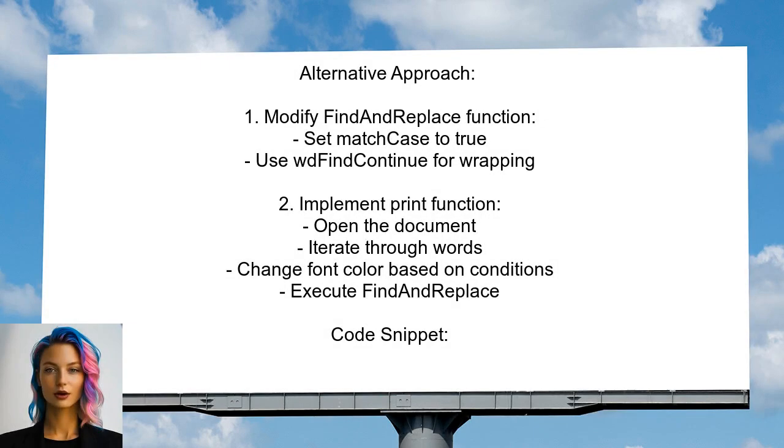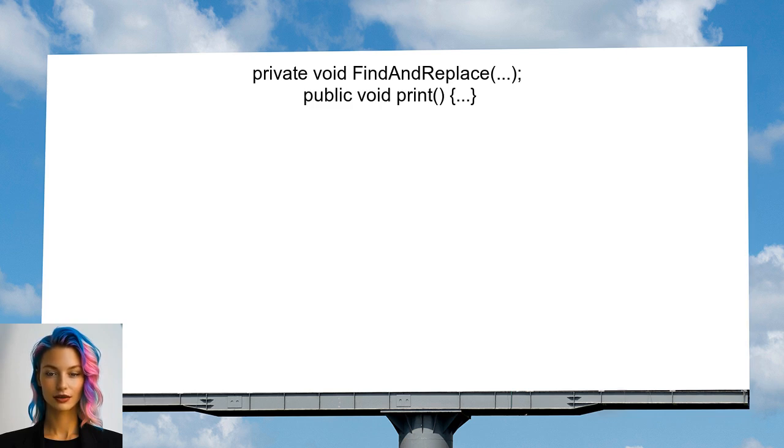An alternative method for finding and replacing text in a Word document involves using a modified find and replace function. This user suggests setting match case to true and using wdFindContinue for wrapping. They also provide a print function that opens a document, iterates through words, and changes font color based on specific conditions before performing the find and replace operation.